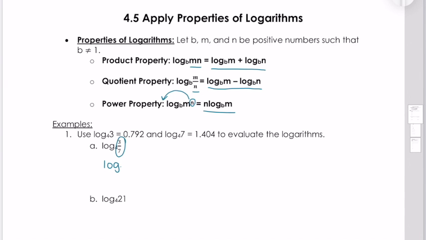I have the quotient property, so this means I am going to do subtraction. And I know the value of log base 4 of 3 is 0.792. And then I was also given log base 4 of 7. So I'm just going to type that into my calculator to get an answer. So my answer here is negative 0.612.